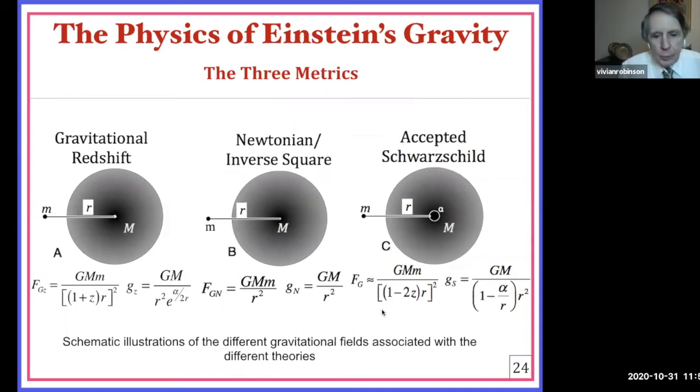For the accepted Schwarzschild metric, I will use the denominator as 1 minus alpha over r times r squared. It shows that gravity acts through the Schwarzschild radius. I mean, that's what black hole practitioners believe, so we might as well use it. The main feature of these illustrations and equations is they can be used to calculate the acceleration due to gravity under the different theories at different distances from a massive object.